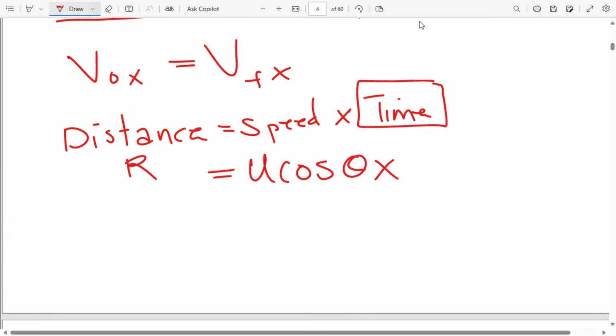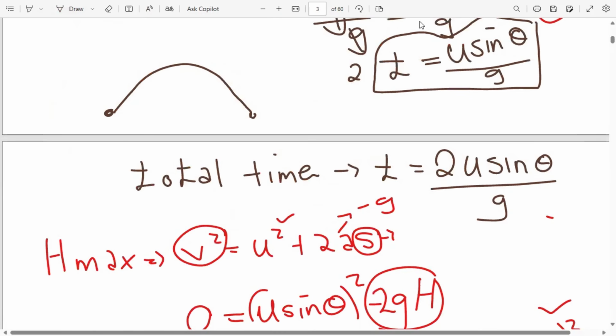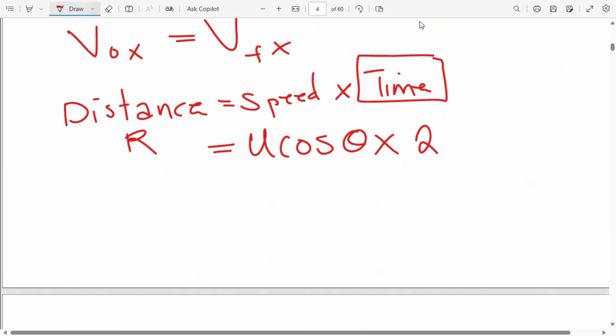And the equation that we found for calculating time is the one that we're going to plug in here. Since range is covered after the total time of flight has elapsed, we're going to use the final equation, which we multiplied by a 2. So we're going to multiply this by this equation that I have here, 2 u sine theta over g. So I'm going to say this multiplied by 2 u sine theta over g, like this.